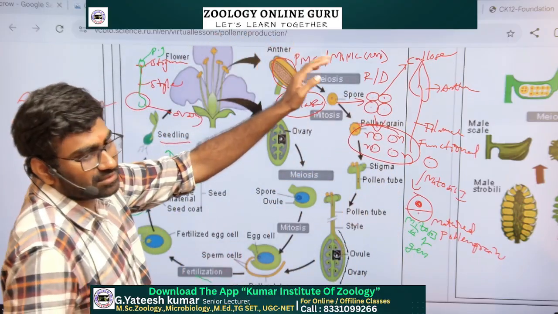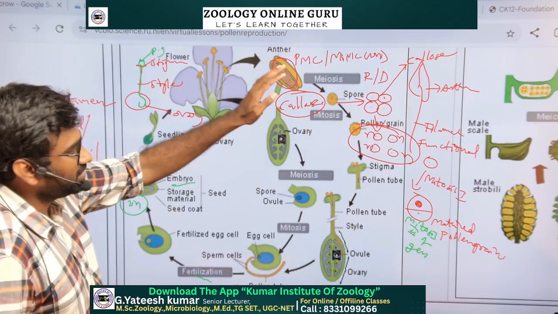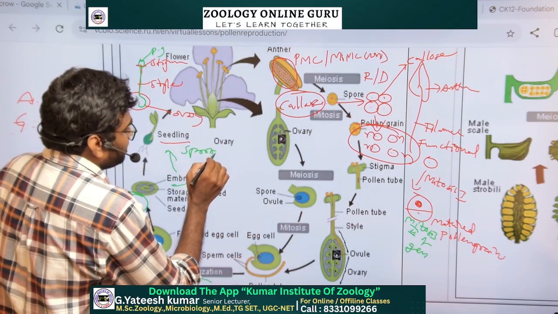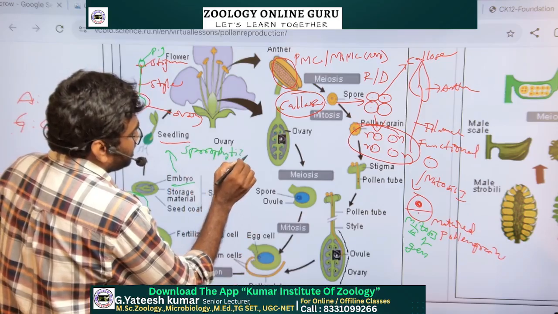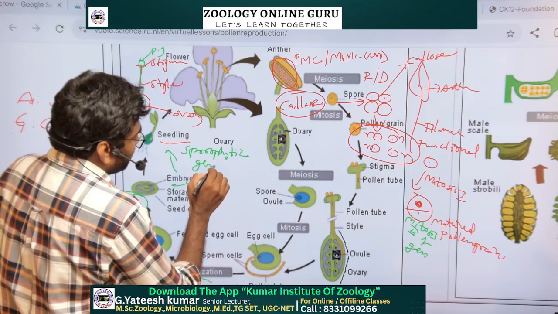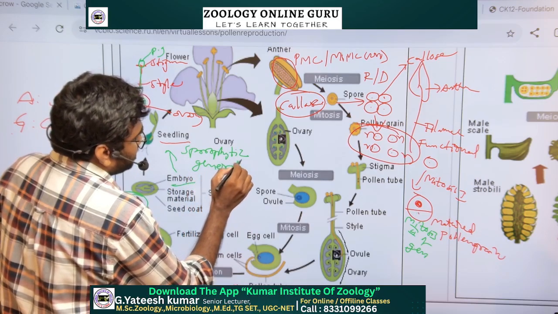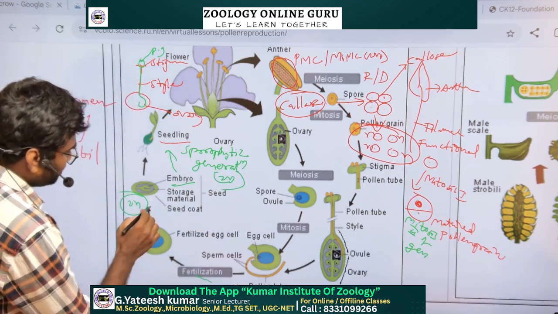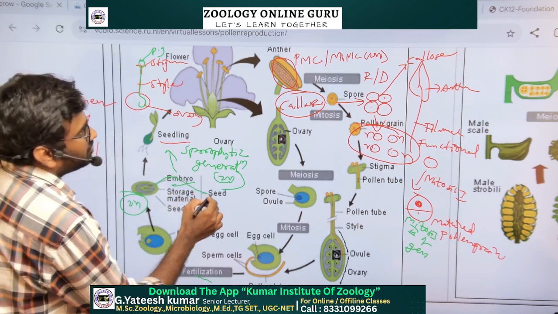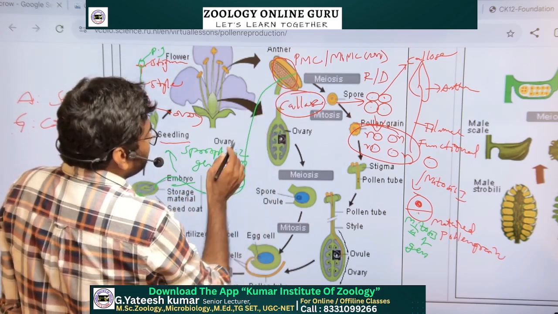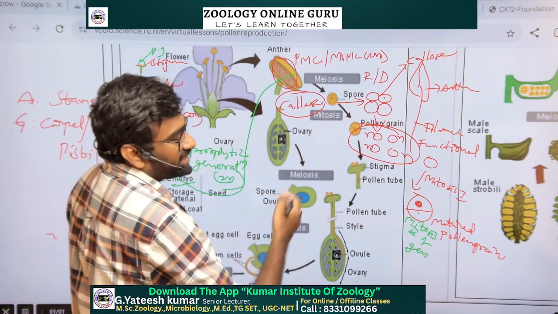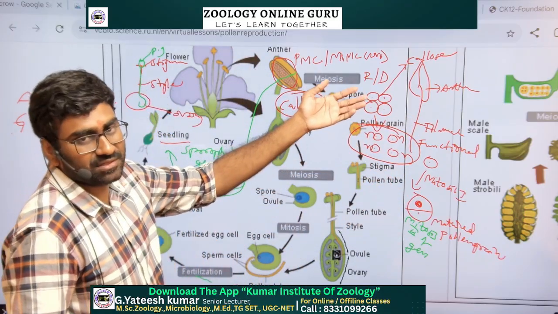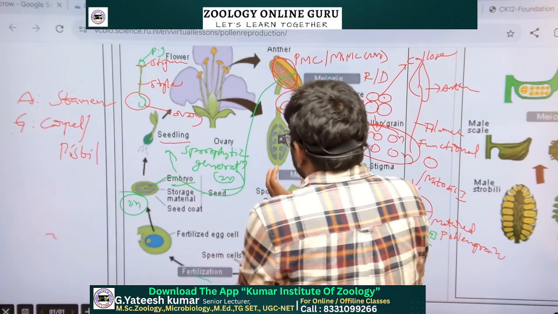This cycle alternately repeats. Initially, the sporophytic generation. The sporophytic generation is the dominant stage of plants, that is, from zygote to pollen mother cell is considered the sporophytic generation, and the gametophytic generation is nothing but the formation of gametes from the pollen mother cell.